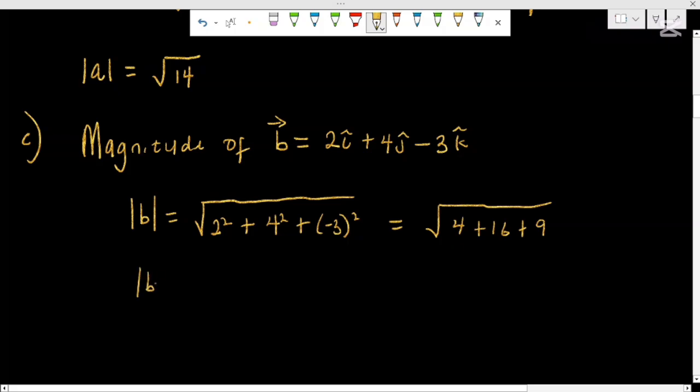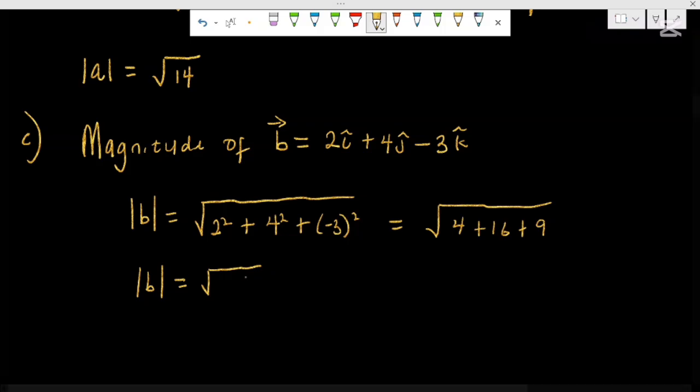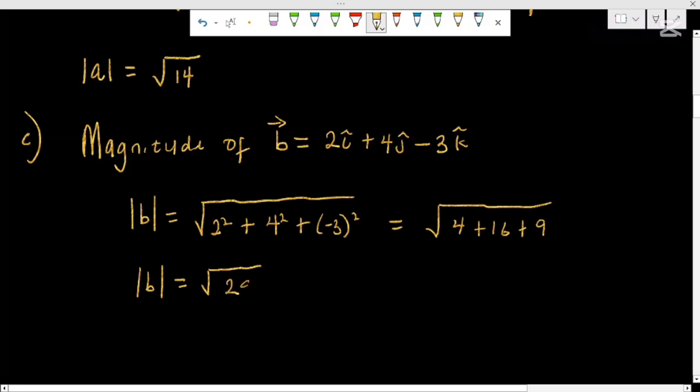So our final answer for that question will be the summation of everything we have under the square root. So we have B equals the square root of 4 plus 16, that's 20. 20 plus 9, that's 29. It's as simple as that.